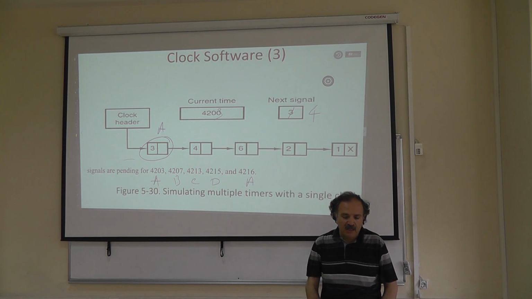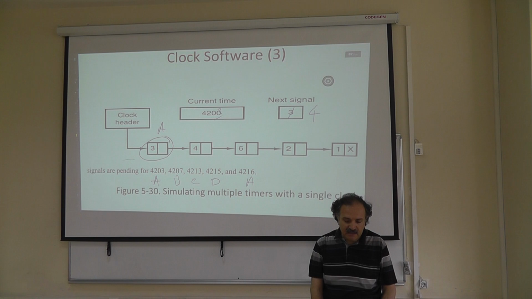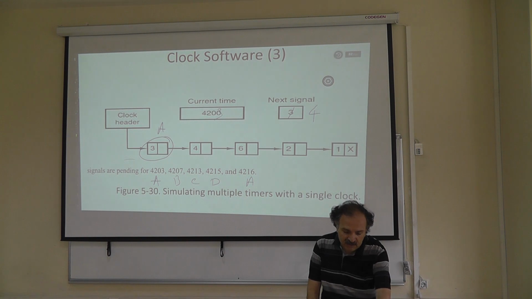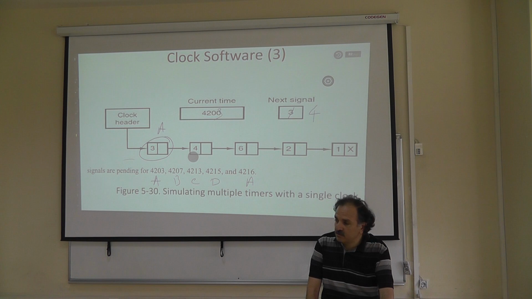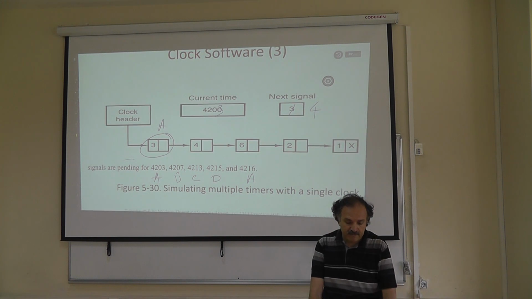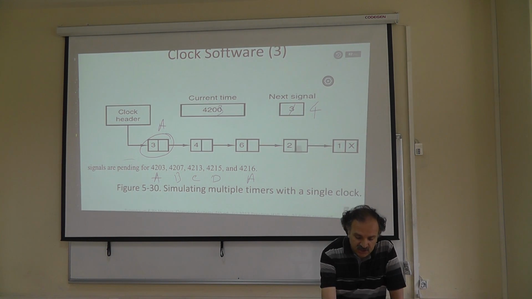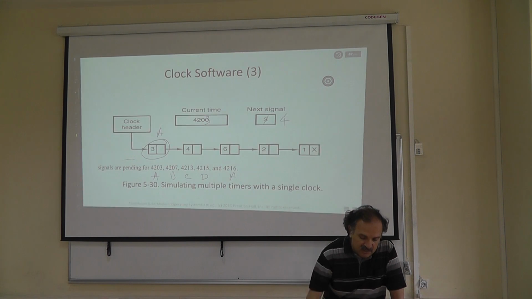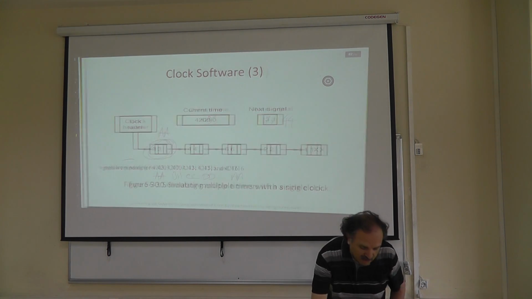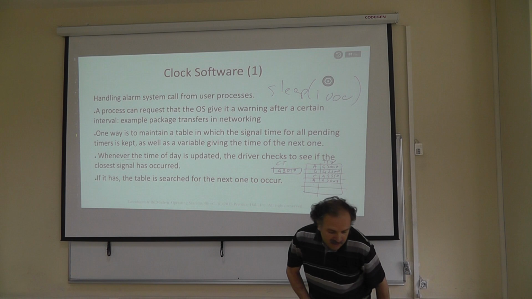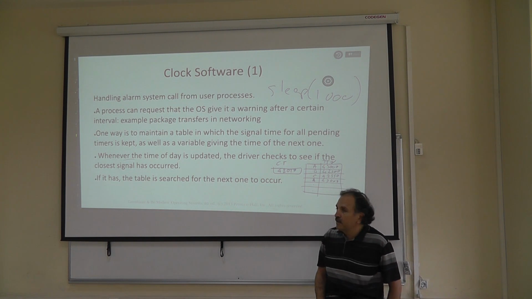Okay? I don't need to update the table entries. I don't need to make any changes. All I do is increment the current time, decrement the next signal. When this one reaches 0, take the first one out and continue this way. Okay? So these numbers are not changing at all. So this is one algorithm to handle the alarm system calls.